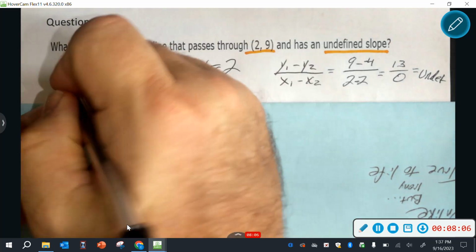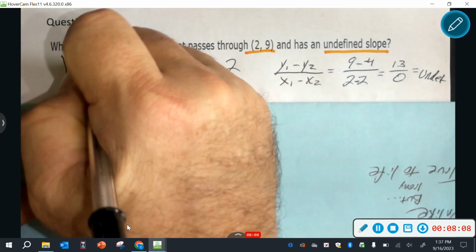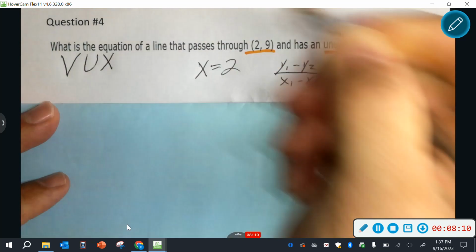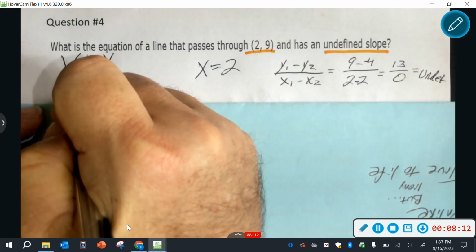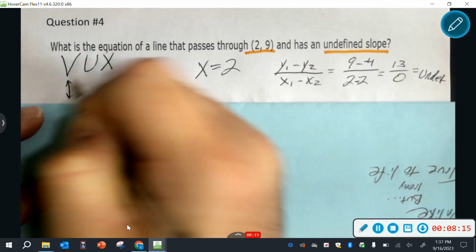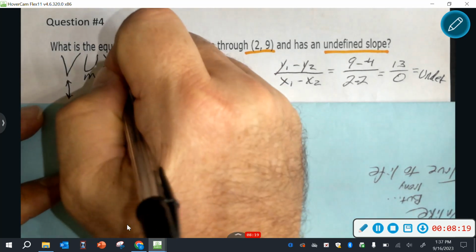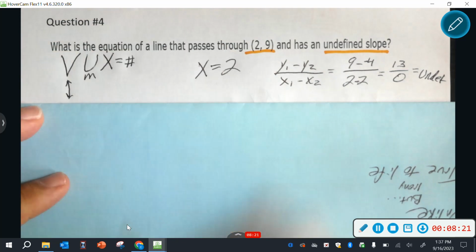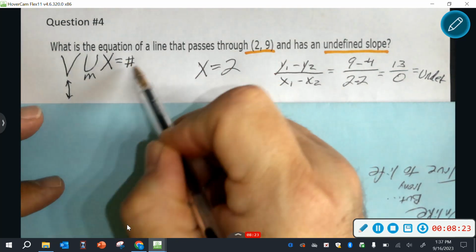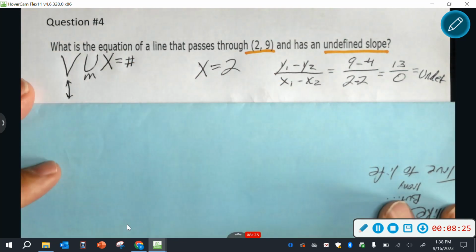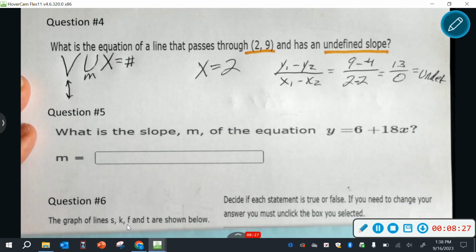Now, to help you remember that, we have VUX. So a vertical line has an undefined slope, and then the equation starts with x equals, and then it'll be some number. And this number will be where the vertical line crosses the x-axis. Next, let's move on.